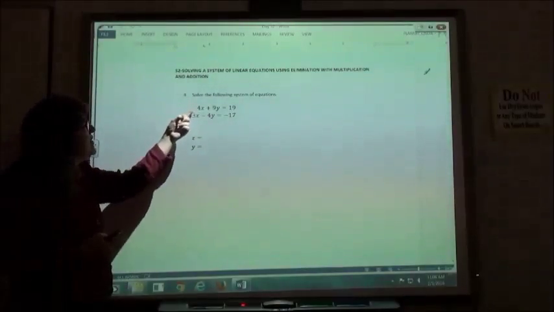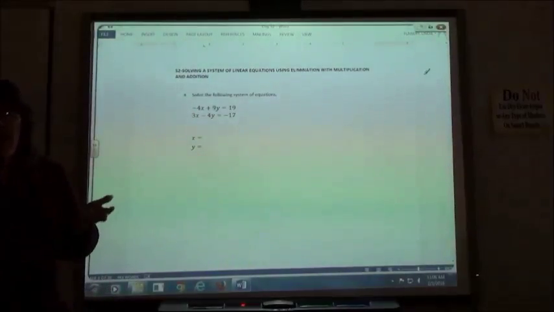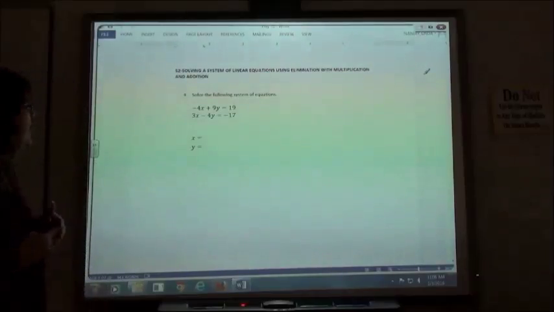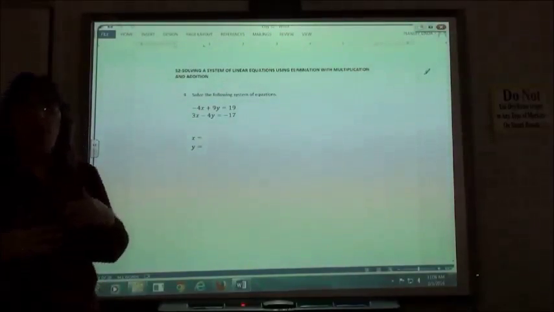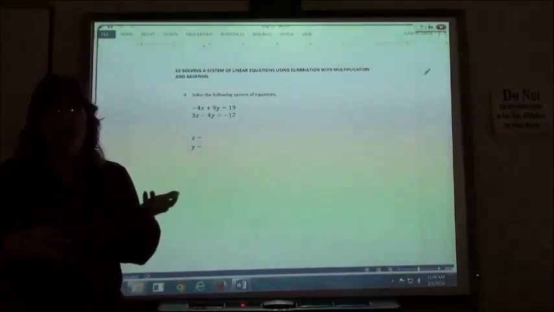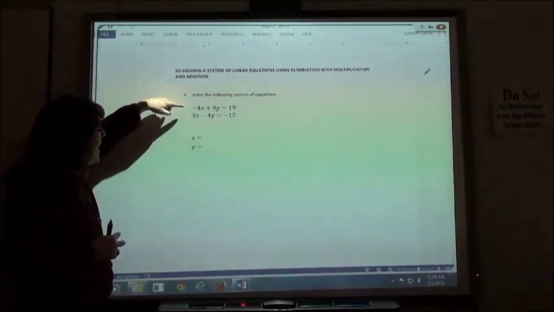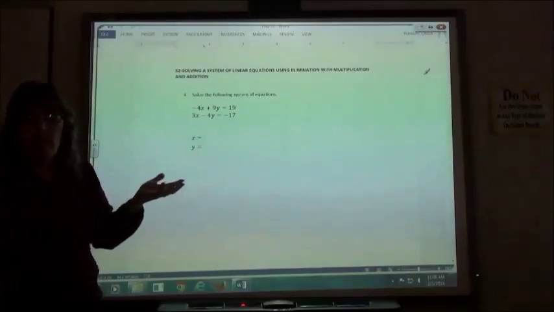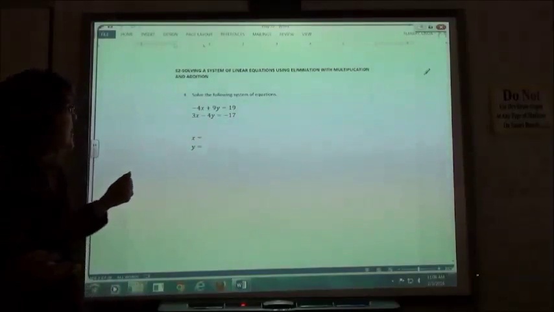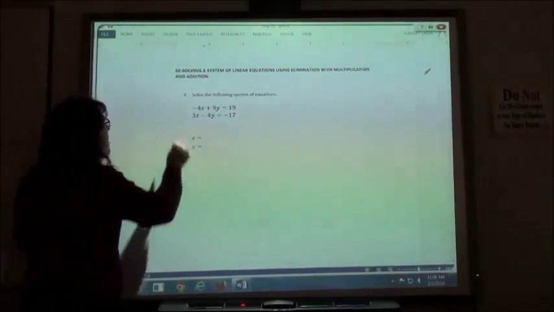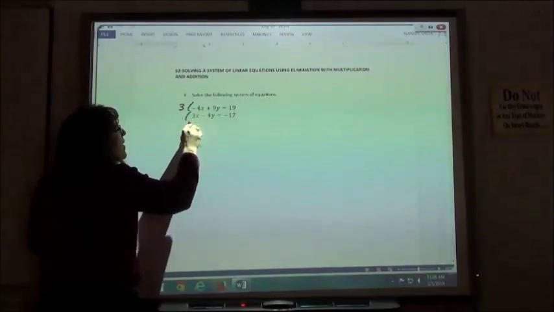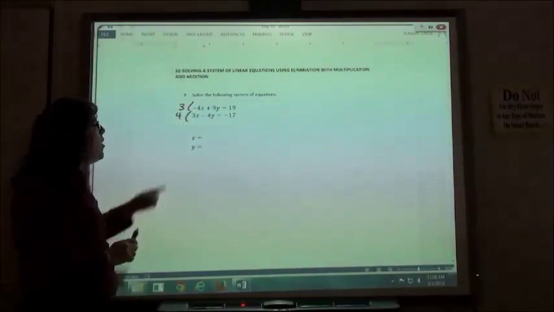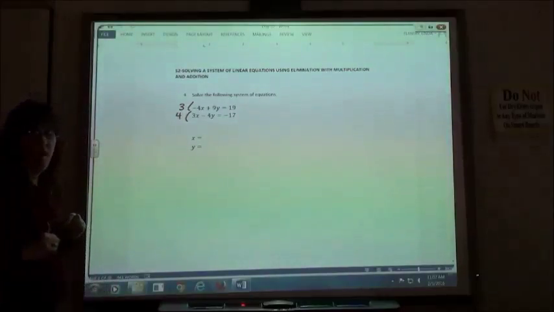Since my x's have smaller coefficients, I would probably use my x's. And I think about, okay, the least common multiple of 4 and 3 is 12. I want to make one a positive 12, the other one a negative 12. Since my signs are already opposite, I really don't have to worry about changing any of the signs. So I'm going to take my top equation times 3, which is going to give me the -12, the bottom equation times 4, which gives me the positive 12.